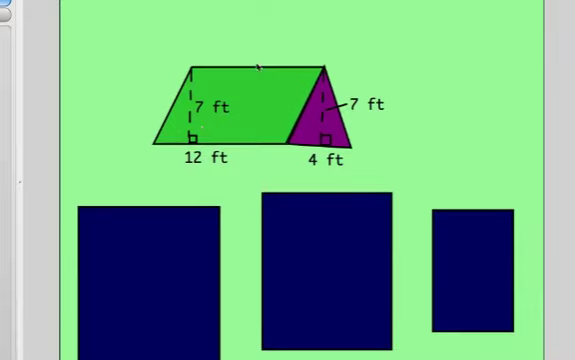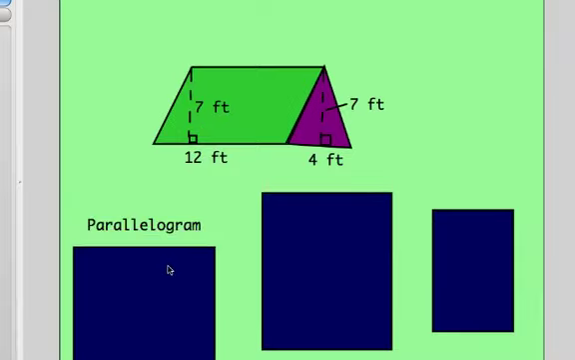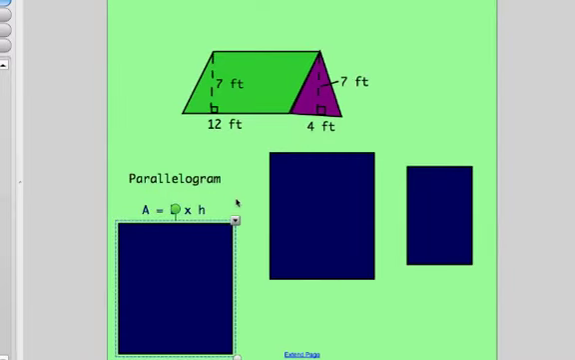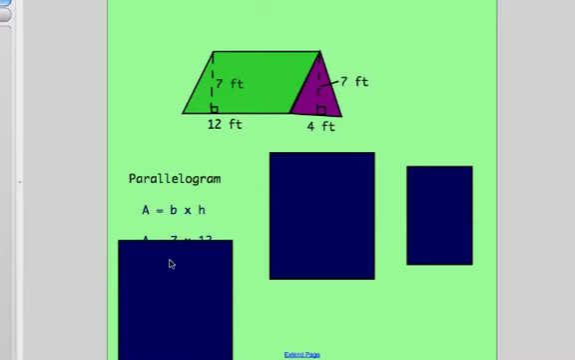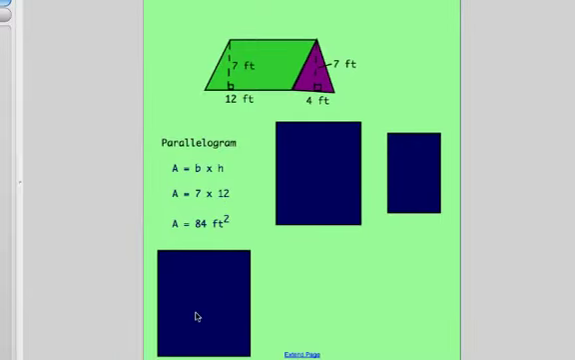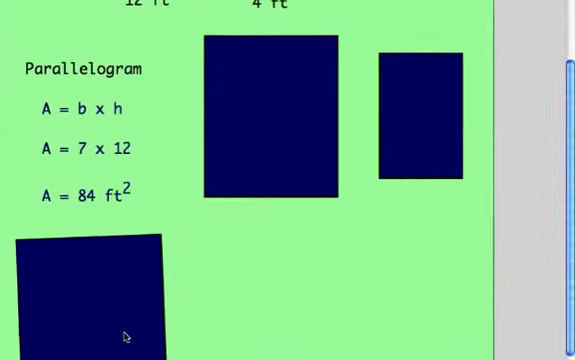So you remember parallelogram, that's base times height. So we'd write the term parallelogram first, and then we'd write the formula next, just like we've been doing throughout area. Base times height. So we're going to substitute 7 and 12. Again, the base and height meet at a right angle. And we get 84 feet squared for the area of the parallelogram.